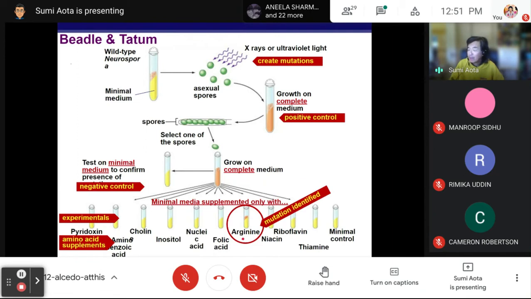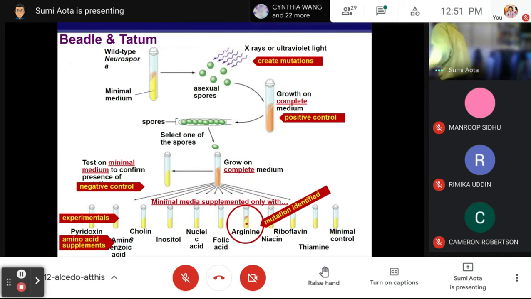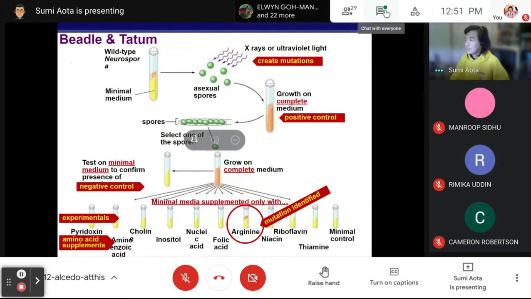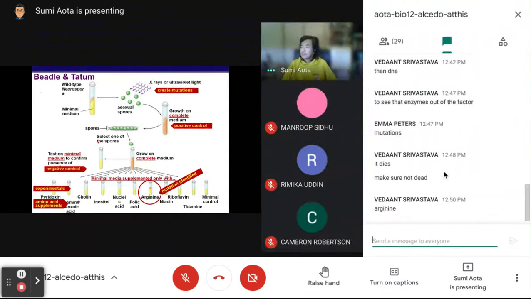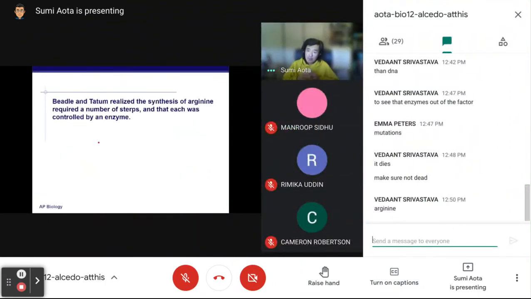So we've now identified the mutation caused up here as being one that's preventing the formation of arginine. Beadle and Tatum realized that to make arginine requires a number of steps. Each one of those steps is controlled by an enzyme. If that enzyme is mutated, then the production of arginine stops.